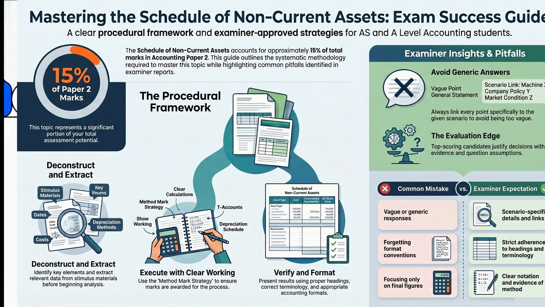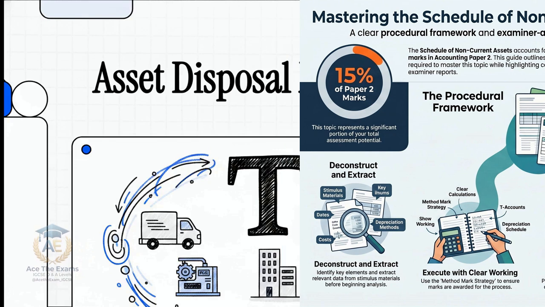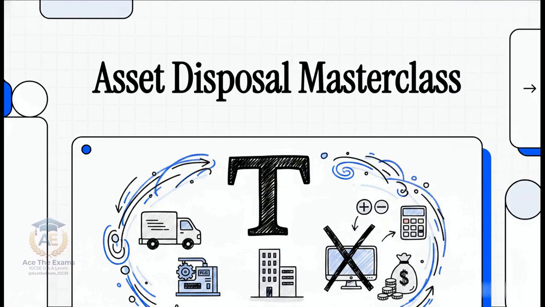Today we are stepping into an absolutely elite masterclass focused on one of the most notoriously tricky areas of the Cambridge AS and A-level Accounting 9706 syllabus. We're talking about the disposal of non-current assets. Look, if you have ever stared blankly at a ledger account, fighting the urge to cry because your balances just will not match up, or if you've wondered why a seemingly perfect calculation didn't get you full marks on exam day, I promise you, you are in the exact right place.